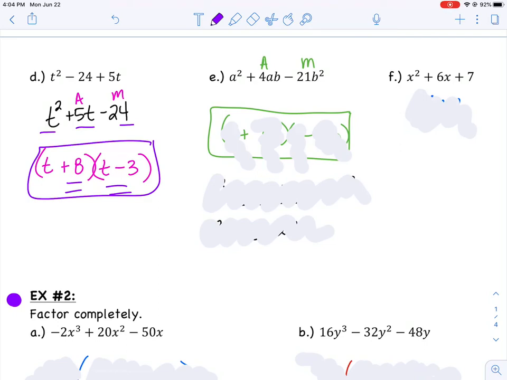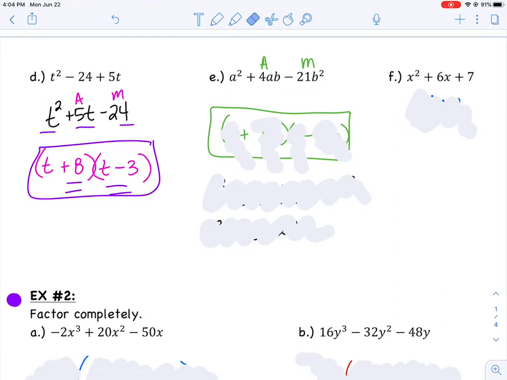E is a little bit different because we have multiple variables in here, but we're going to treat it the same way. We're going to put it in order if we can help it. This one's kind of hard because, like I said, there's lots of different letters. So let's go ahead and keep it if we're not sure. Let's look for a GCF. Well, I can't take out A's from everybody because this one doesn't have it. I can't take out B's from everybody because the first term doesn't have it. So there is no GCF.